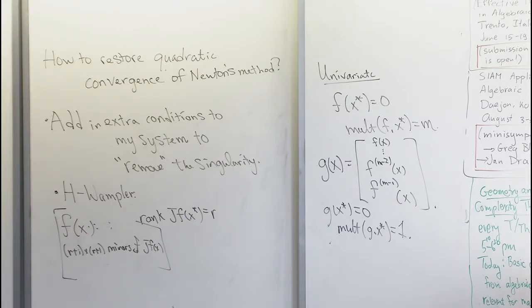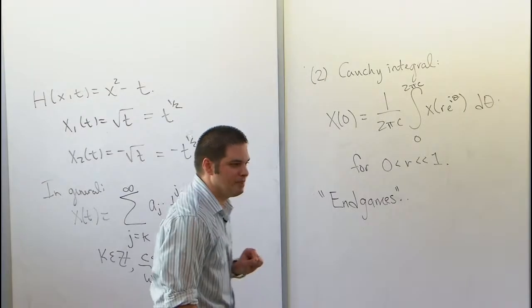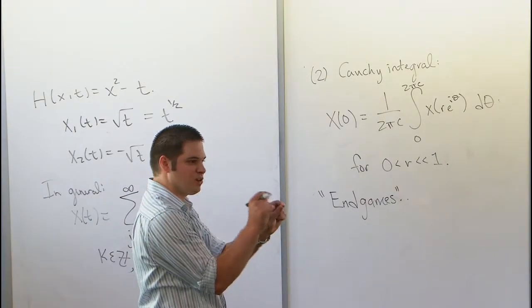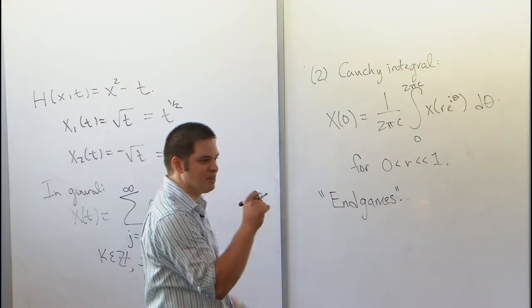Exactly. And we don't care that by doing this we throw away all the other solutions, because right now we are only interested in this particular solution. For your other solutions, you might have to do something completely different. Your multiplicity may be different, doesn't matter. But for this particular solution, how do I restore quadratic convergence of Newton's method?